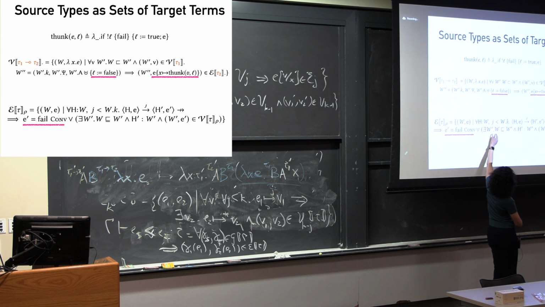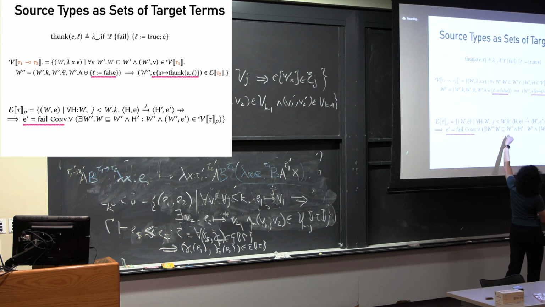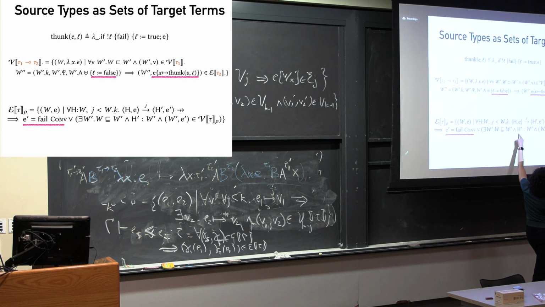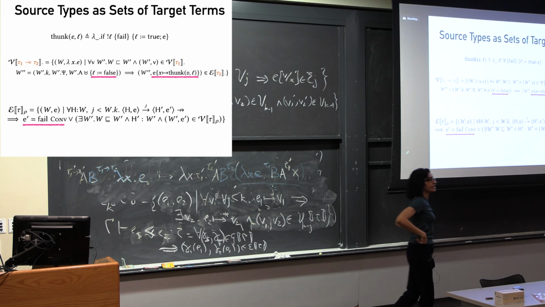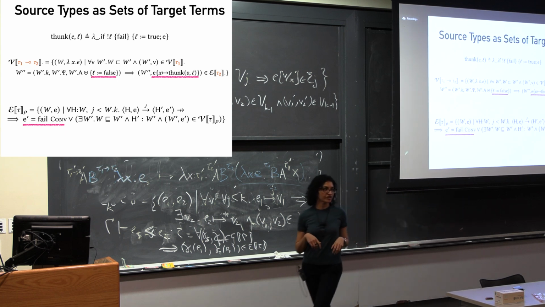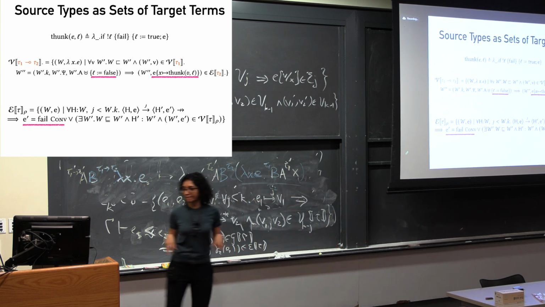There exists a future world W prime that is a valid future world of our current W, and the new H prime satisfies the W prime, and E prime is in the value relation at the time. So this is exactly what you saw yesterday, and this is the one thing we had to add, because now we have dynamic errors that are catching interrupt failures. Okay? All right.